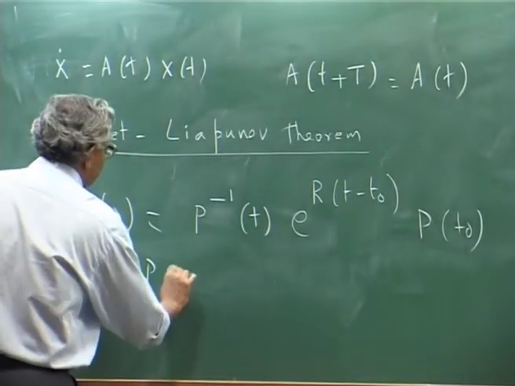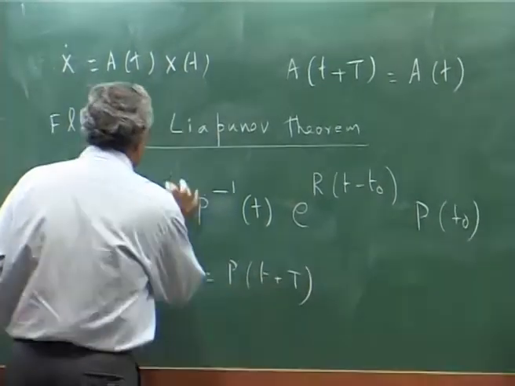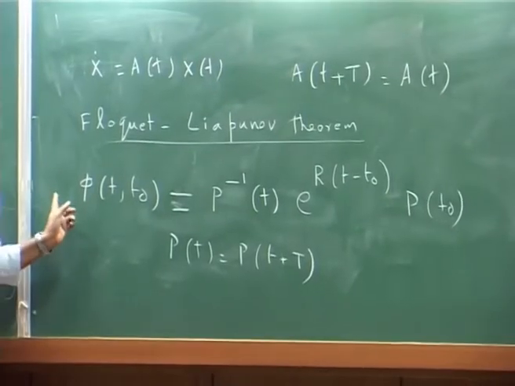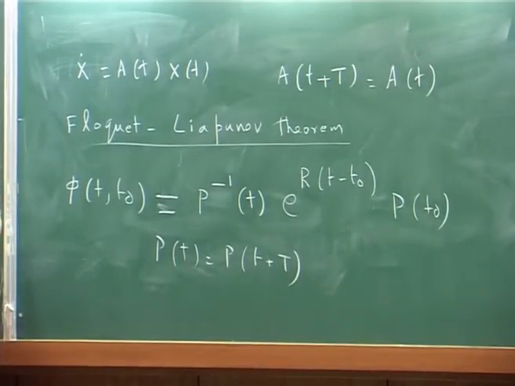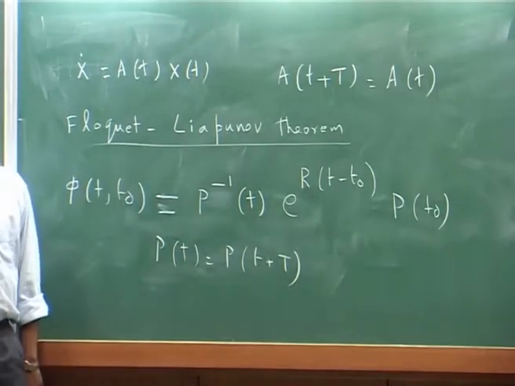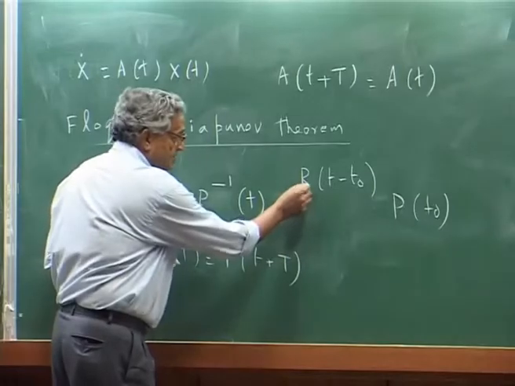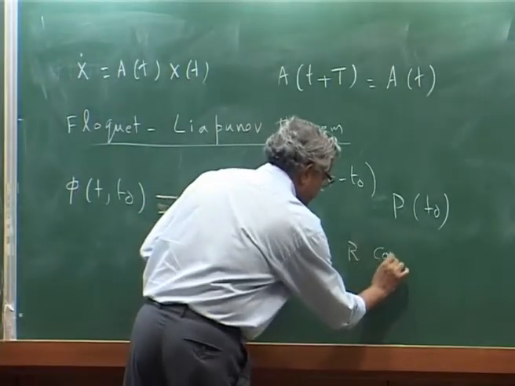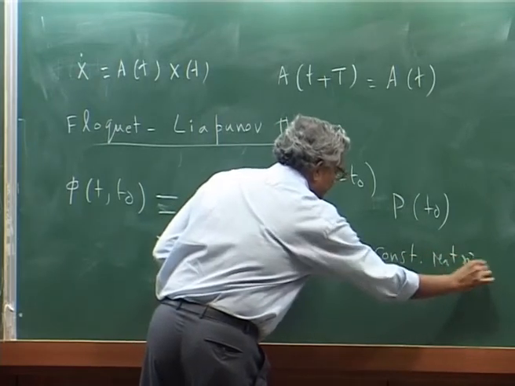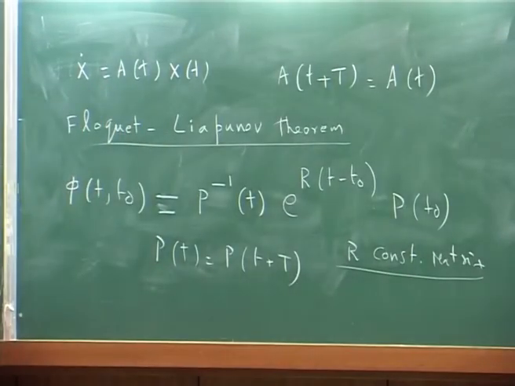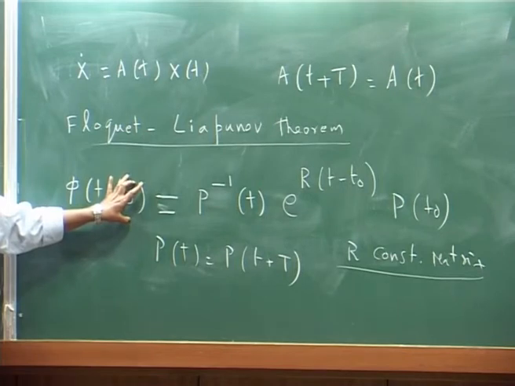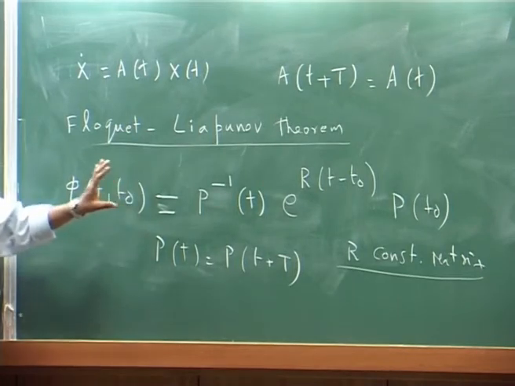And P of t is P of t plus T. The form of the transition matrix is this. The proof is here, I will not go into the proof because it takes about 2-3 pages of notes, but it is a very interesting proof. Now, you know this is the transition matrix. R is a constant matrix. The whole purpose is finding out the transition matrix first. How R is related to the transition matrix?